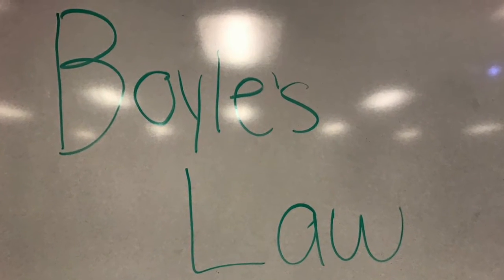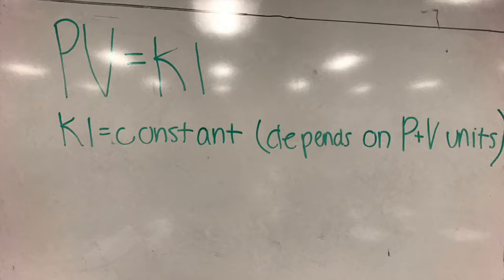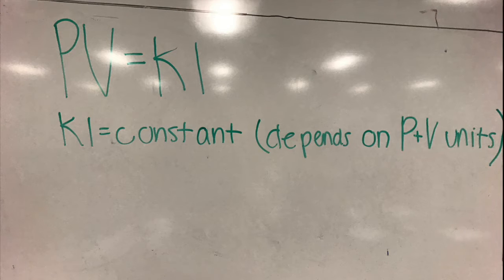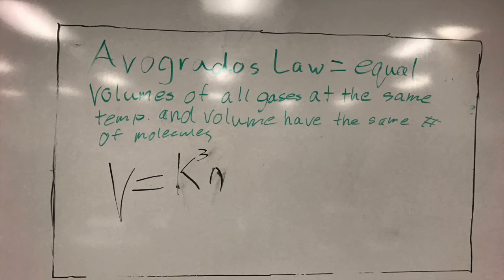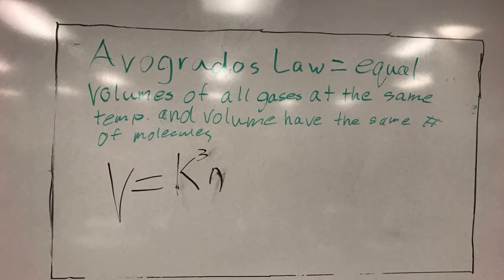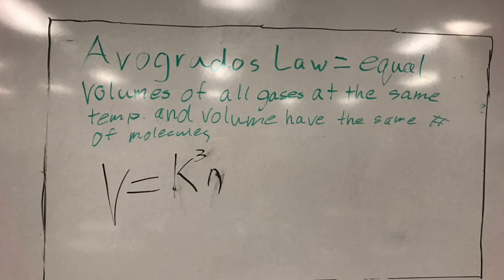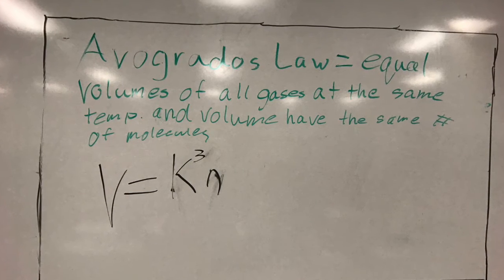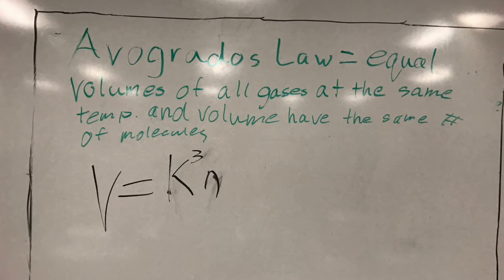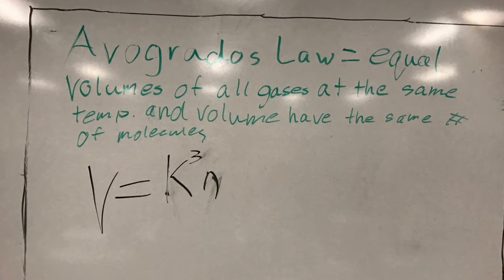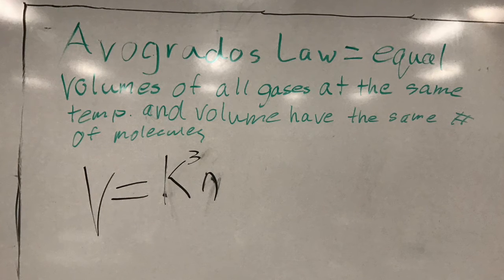Boyle's law is the relationship between pressure and volume, or P and V. Its equation is PV equals K1. K1 is the constant, and its value will depend on the units of P and V. Avogadro's law is the relationship between volume and moles. It states that equal volumes of all gases at the same temperature and pressure have the same number of molecules. Its equation is V equals K3n, and the equation shows that as the number of moles of gas increases, the volume of the gas also increases.